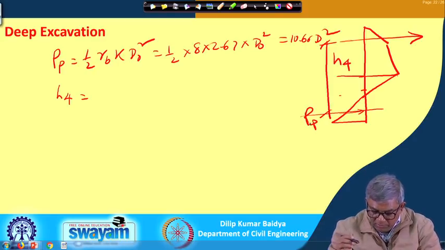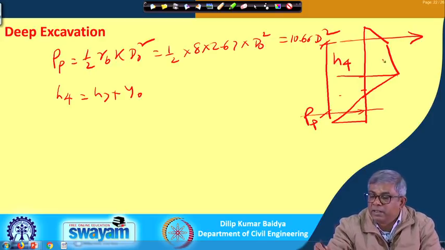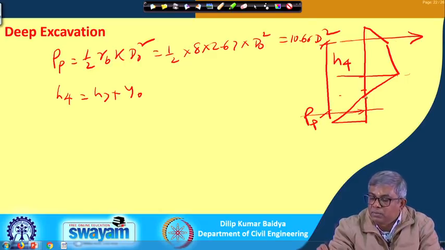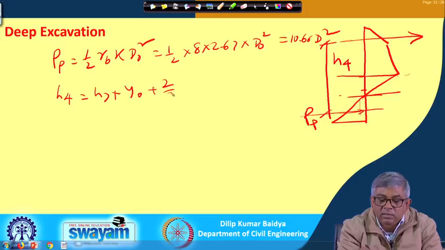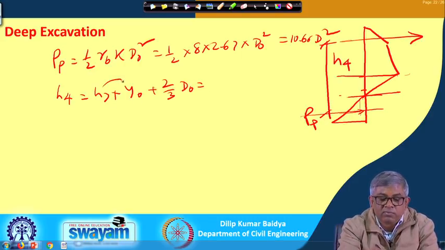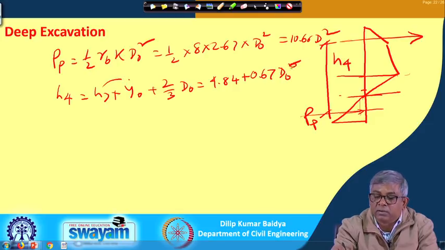So, H 4 will be H 3 plus Y naught, H 3 from here plus Y naught, and then I have to go 2/3 of D naught. So, plus 2/3 of D naught. That means this is 4 and this is Y naught 0.84, so it will be 4.84 plus 0.67 D naught.